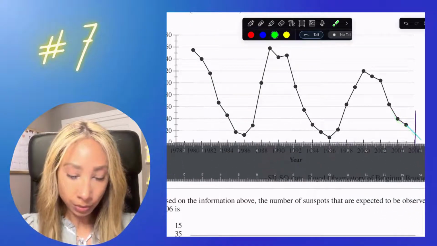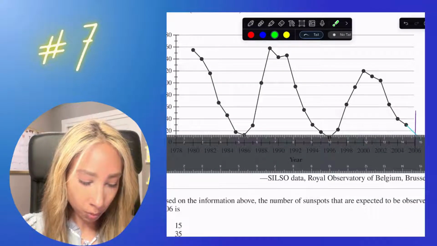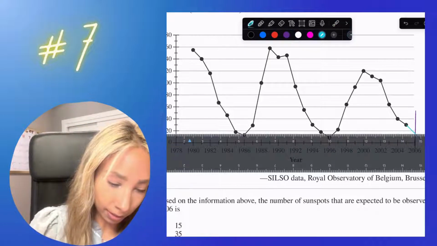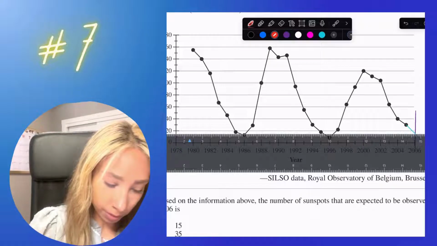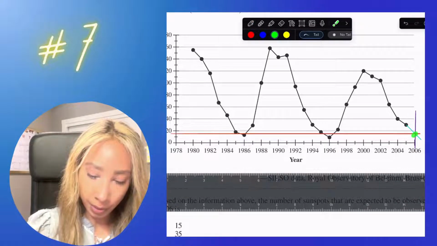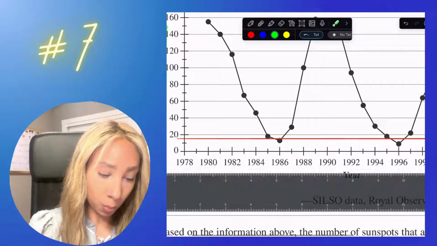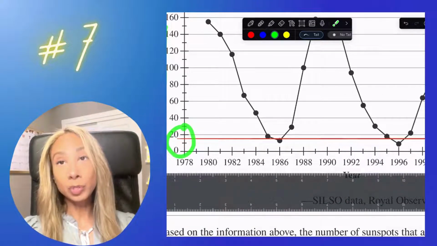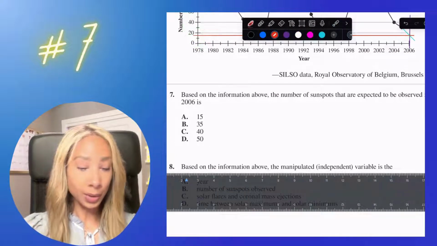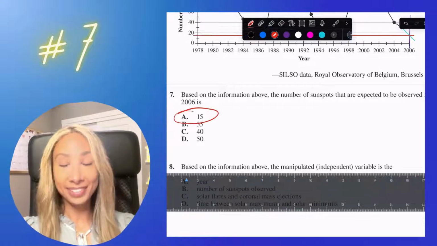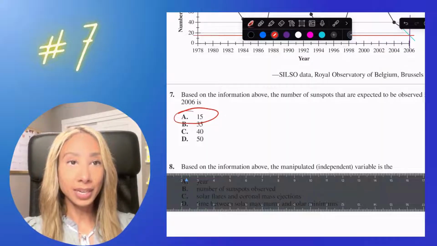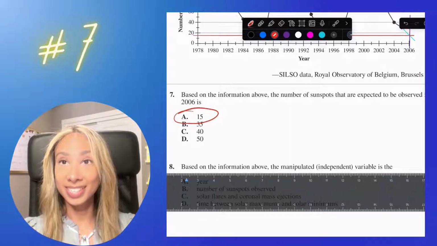So now I'm going to use the graph to help me determine where it would hit in about 2006. To me, it looks like it's hitting about there. So I'm going to draw another line there, and we can say that's probably the point where it's hitting. Now, if I read that on the y-axis of the graph, that's really between 10 and 20. So I need to find an answer that is close to 10 and 20. Well, here it is right here, option A at 15. So in 2006, we're expecting about 15 sunspots to be observed.